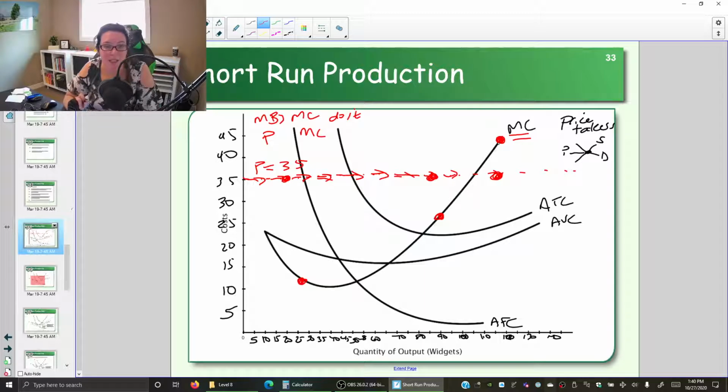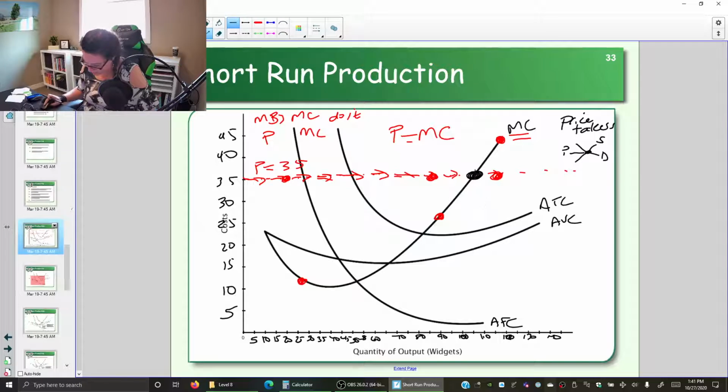And we're going to stop when what? When price equals marginal cost. When the marginal benefit equals the marginal cost. So where is that on this graph? That happens right here. And because I can never draw straight lines, we'll connect it down. And what do we see? That's about, what, 105?